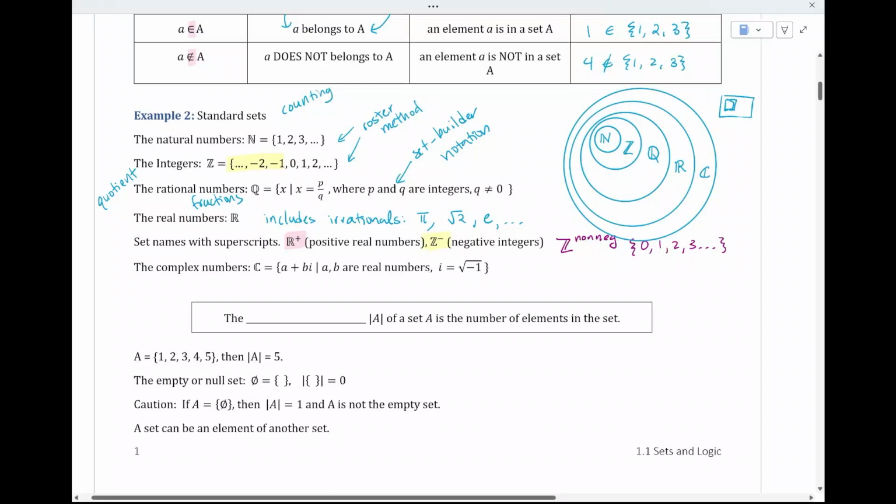Okay, so I mentioned earlier that these sets have a finite number of elements in them. And we're going to be interested in how you think about the number of elements in a set. That concept is called cardinality.